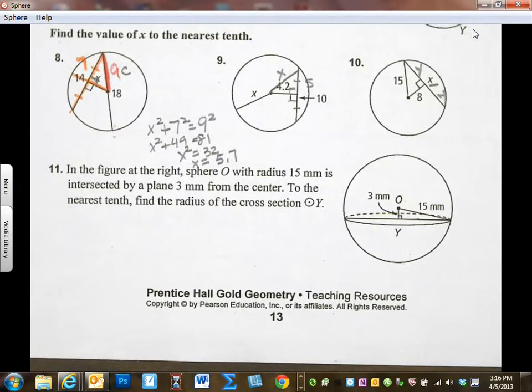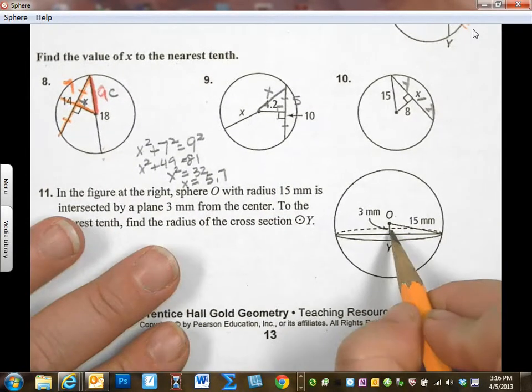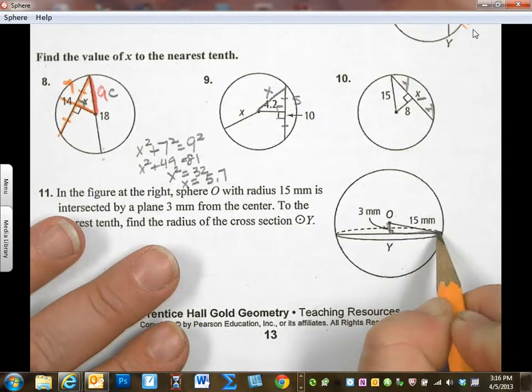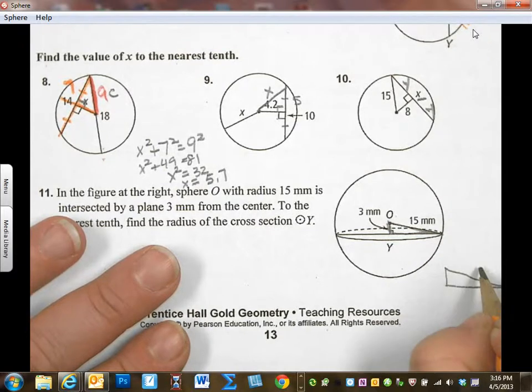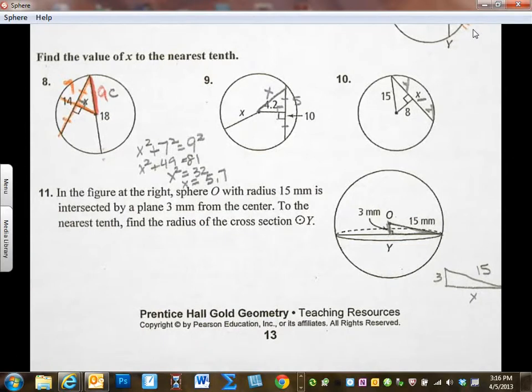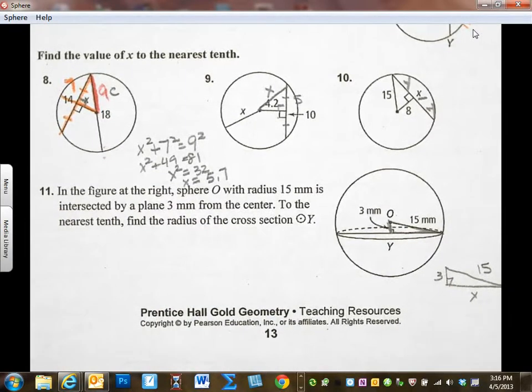Look at number 11. This one you may think is a little bit tricky, and I'm inclined to agree with you that it looks hard until you pull this triangle out. My triangle looks like this. 15, 3, x. I know every single student I have can find the length of that.